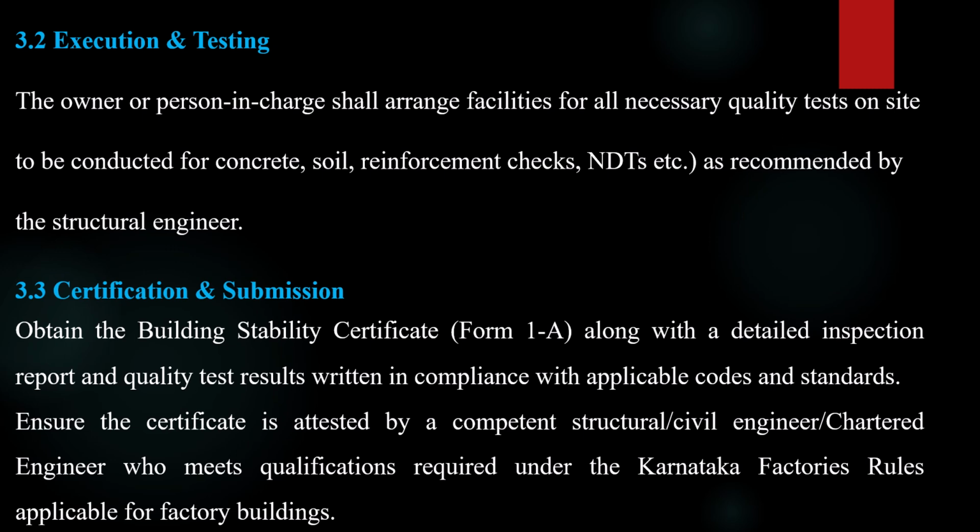Certification and submission. Obtain the building stability certificate under Form 1A along with a detailed inspection report and quality test results, written in compliance with the applicable codes and standards. Ensure the certificate is attested by a competent structural or civil engineer or chartered engineer who meets the qualifications required under the Karnataka Factory Rules applicable for factory buildings.